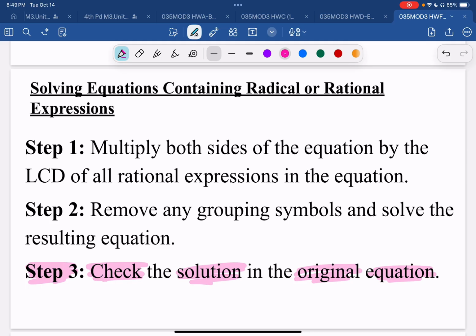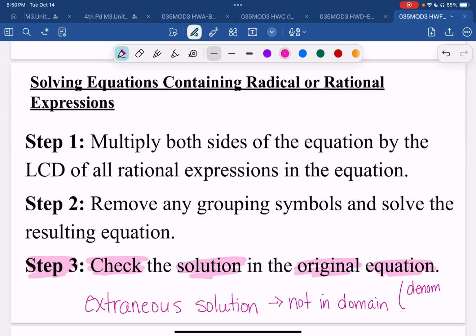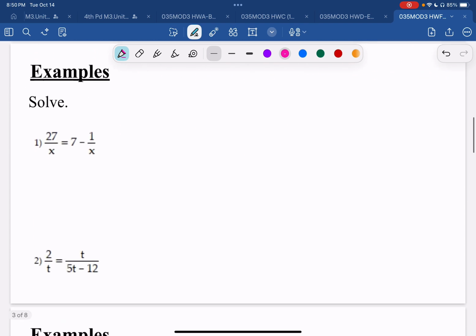And the reason is you could have what's called an extraneous solution. And that means that it's a solution that you might have gotten and you didn't do anything wrong. It just doesn't work because it's not in the domain, okay? And if you remember, what that means is it makes the denominator equal 0, and we can't have that. All right, so let's look at some examples.